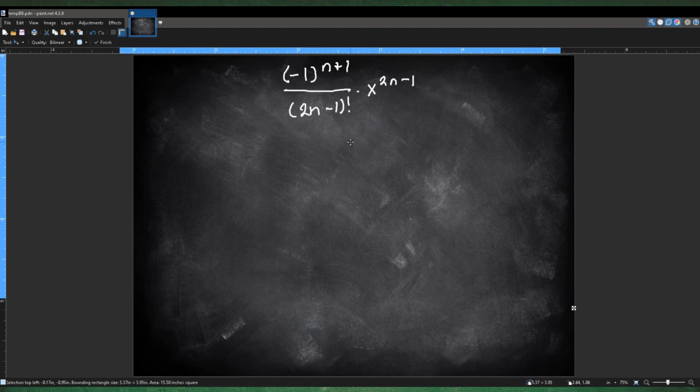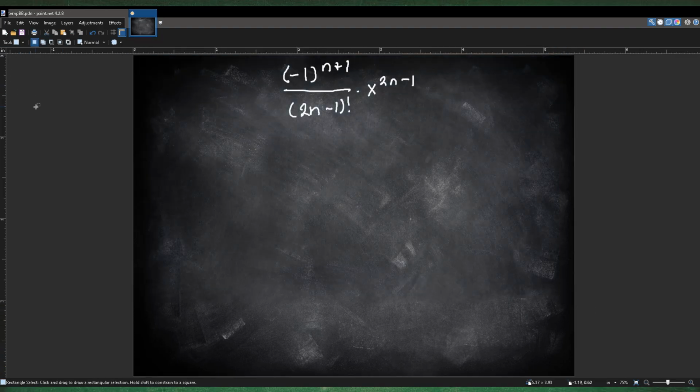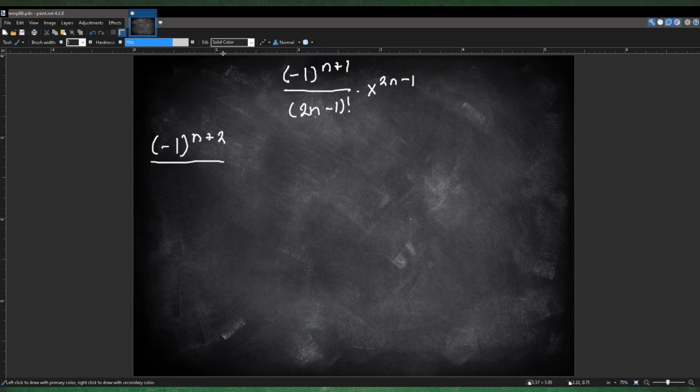Let me move this up so we get a little bit more room. Now the ratio test, as we covered in our previous videos, is the next term divided by the previous term. Or you could just have the next term multiplied by the reciprocal of the previous term. So we have -1. We substitute n plus 1 for n. So now that's n plus 2 over n plus 1 here. So that's 2n plus 2 minus 1. So that's 2n plus 1 factorial, right? And then we multiply it by x.